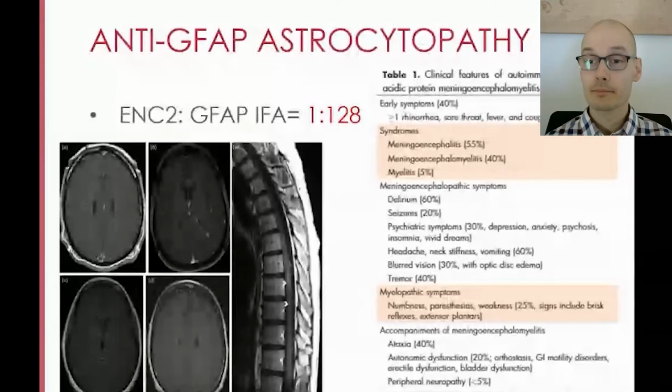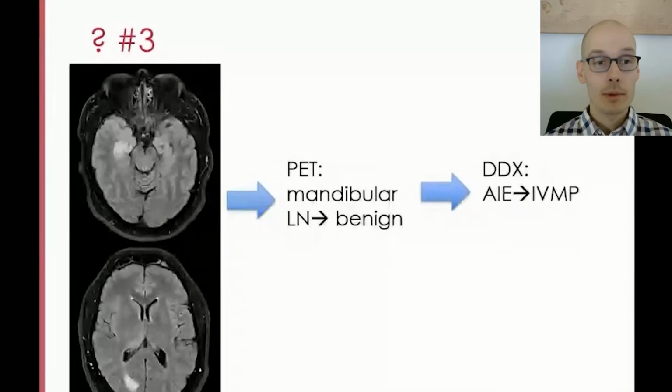Now, case number three, this is a patient coming in with 4 or 5 days of confusion, so relatively rapid, and has right medial temporal lobe changes. However, there's something else also in the back there. Testing the PET did show some nonspecific areas which we biopsied were benign. And so the initial working diagnosis was autoimmune encephalitis and was given IV methylprednisolone.